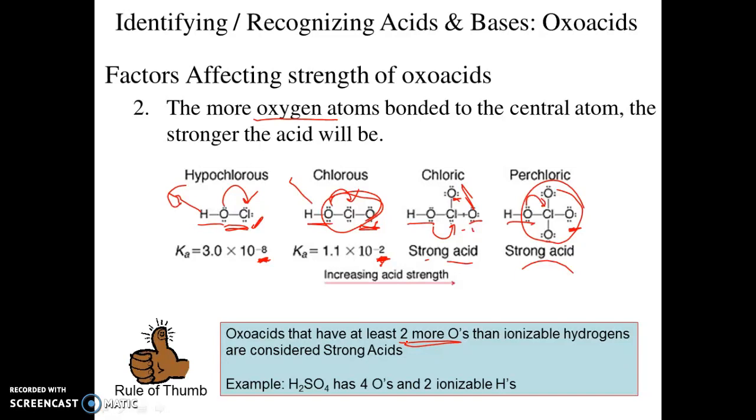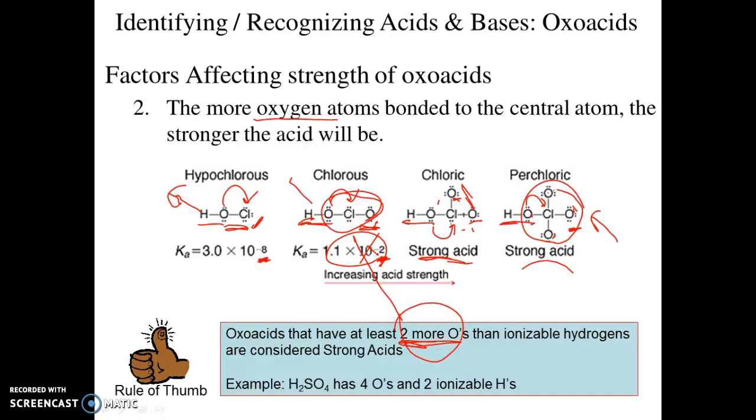If there are at least 2 more O's than ionizable hydrogens, then it's going to be a strong acid. So if we look at this example up here, we only have 1 ionizable H, and there are 4 O's in this formula. So there's lots more O's. The rule definitely applies here, so that is a strong acid. This one, you have 1 H and there's 3 O's, so that we have exactly 2 more O's than ionizable H's, so that is a strong acid. But this one, we have 1 H and only 2 O's, so there's only 1 more O. So the rule does not apply to this guy, and so we see it is not a strong acid.